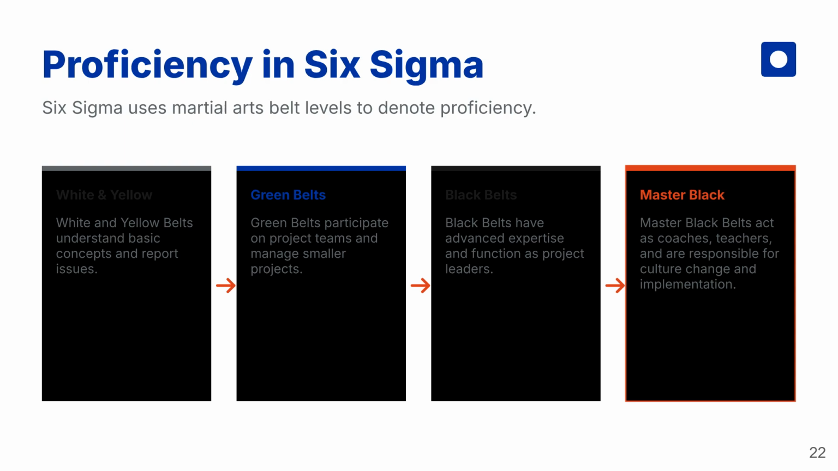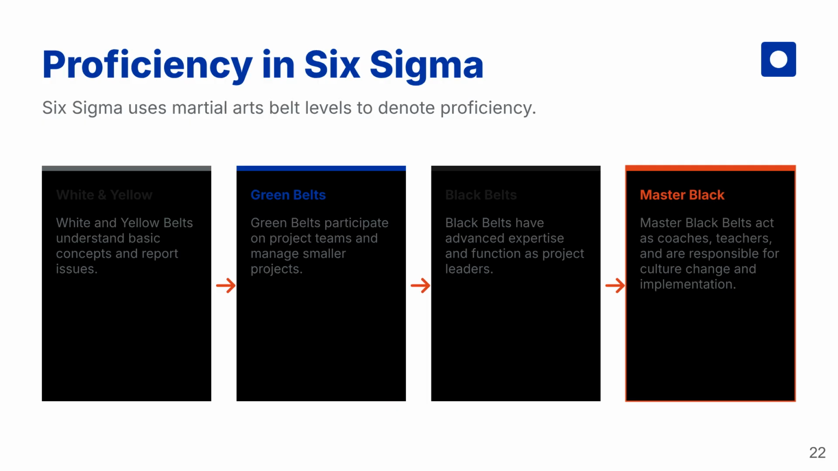The highest certification is the Master Black Belt. These professionals are experienced experts who guide the organization's overall Six Sigma strategy. They train and coach black belts and green belts, establish best practices, and help create a culture of continuous improvement throughout the organization. They also advise senior management on selecting and managing strategic improvement projects.